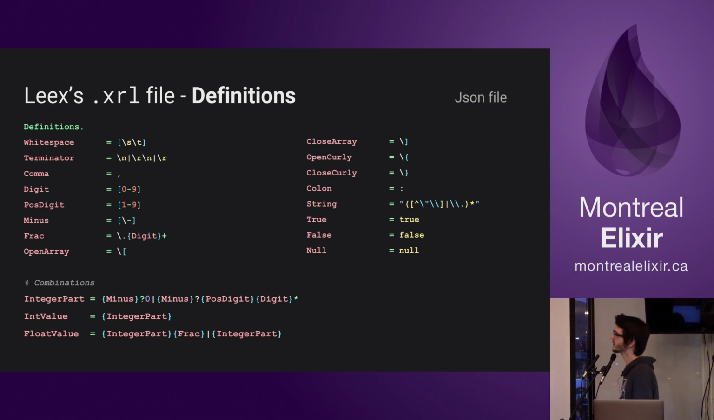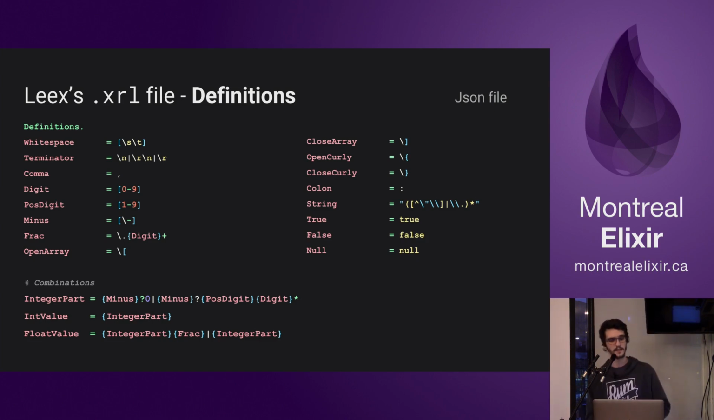So our basic Leex file definitions will look like this. We have whitespace and terminator. We need them because they are allowed in a JSON. Even though they'll be ignored, as you'll see later on, we need to define them. Then we have the comma and all the tokens we will be using. At the bottom we have the combinations, the integer and float combination. We also need the literals, like true or false or null, which are simply string literals.